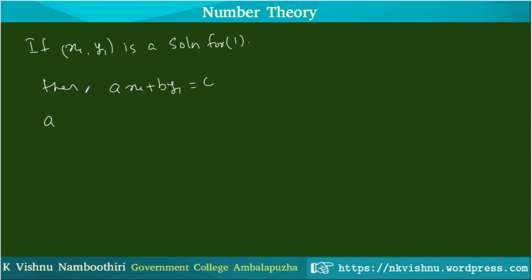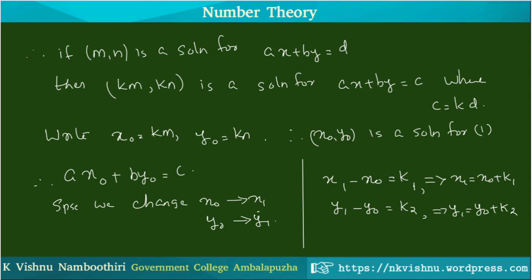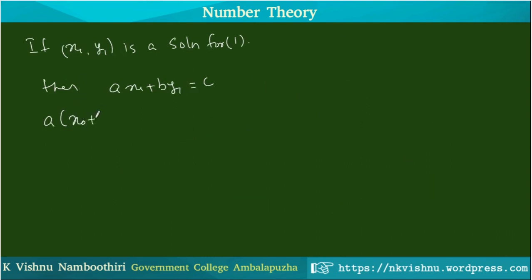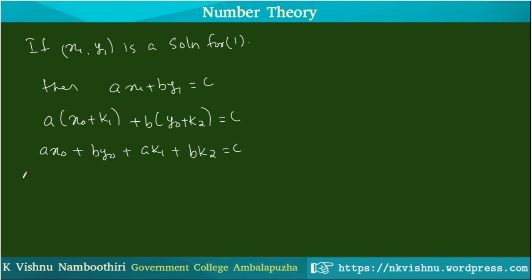But what is x1? x1 is nothing but, we have already seen, x0 plus k1. Therefore a into (x0 plus k1) plus b into (y0 plus k2) equal to c. Now we expand this, so a x0 plus b y0 plus a k1 plus b k2 equal to c. Now a x0 plus b y0 itself is c, so here already there is a c, therefore a k1 plus b k2 equal to 0, or a k1 equal to minus b k2.